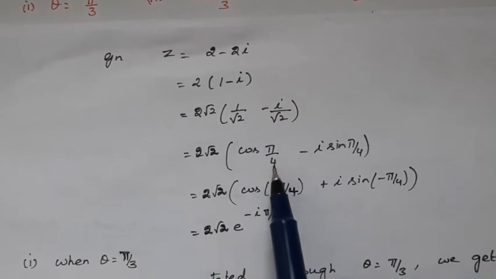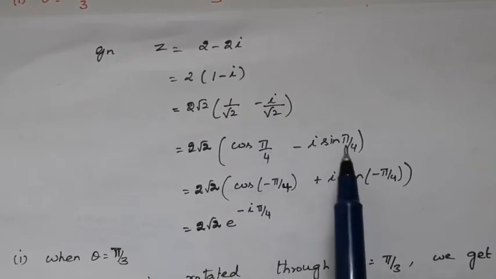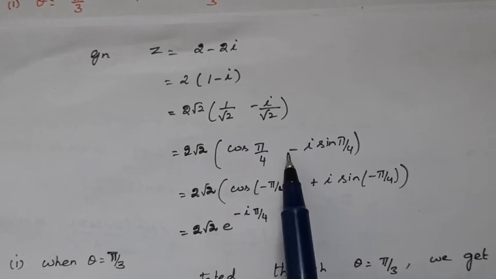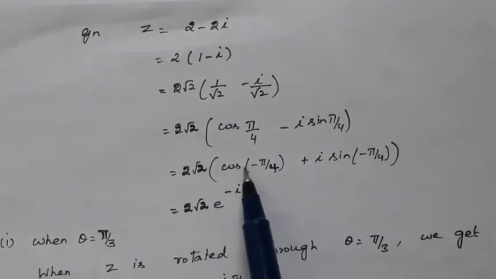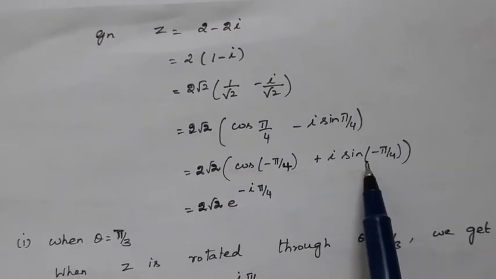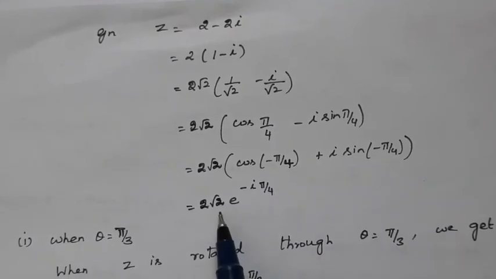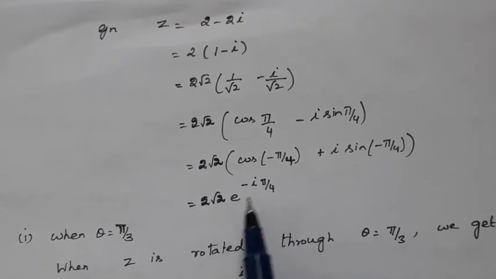So 1 by root 2 is nothing but cos pi by 4, and here 1 by root 2 is sin pi by 4 with the sign minus. So involve this minus sign inside. So cos of minus pi by 4 plus i into sin of minus pi by 4. So cos minus pi by 4 plus i sin minus pi by 4 is nothing but e power minus i pi by 4.